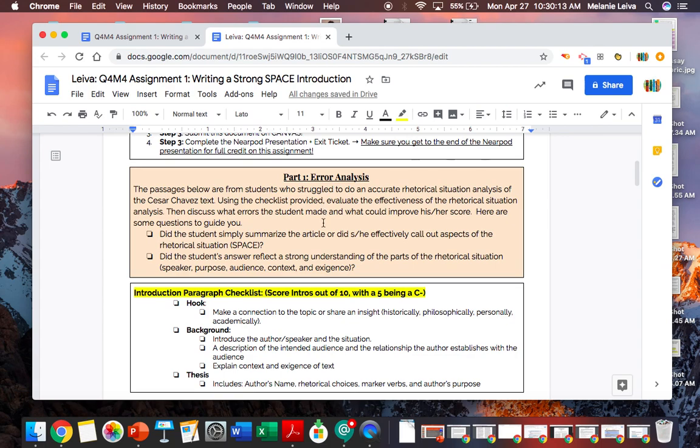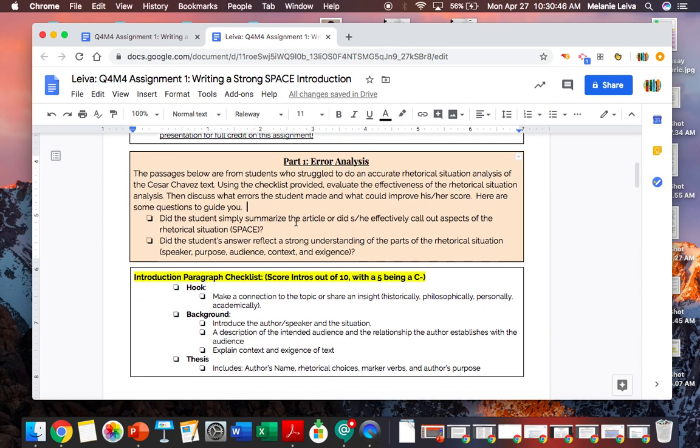For the error analysis, basically what I want you to be doing is looking at students who have struggled to do an accurate rhetorical analysis of the Cesar Chavez text. Not every student struggled in terms of clearly not understanding the text. Maybe it was just a struggle in communication in their introductory paragraph. But the introductory paragraph is super important. It's the first impression that you make based off of the rhetorical analysis and your understanding of the text. And so you want to make sure that you start strong.